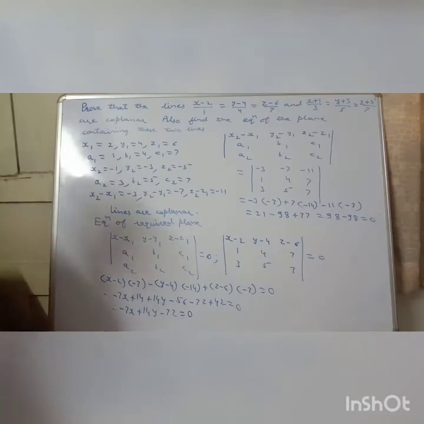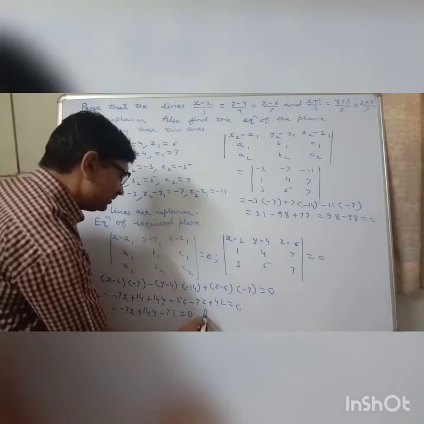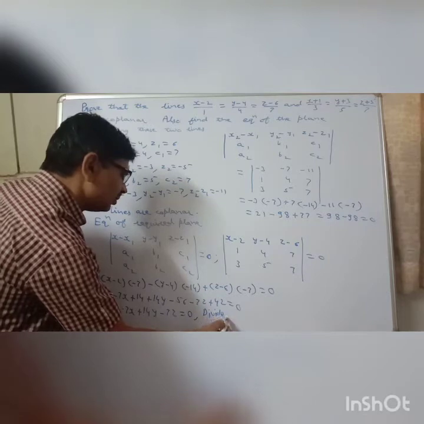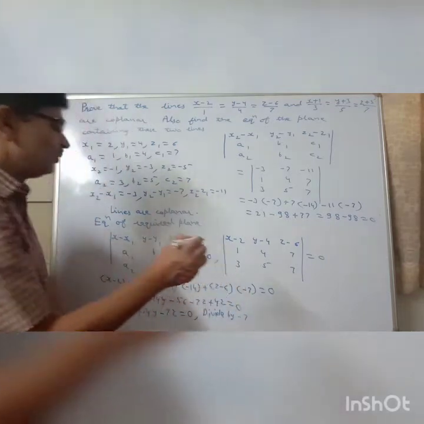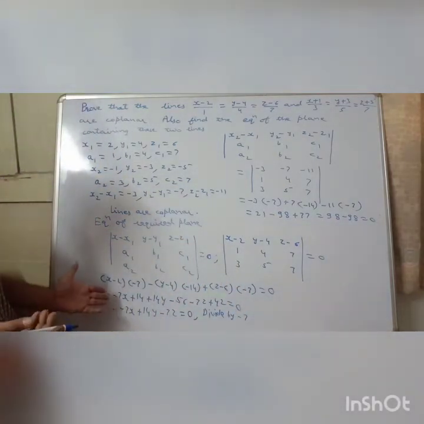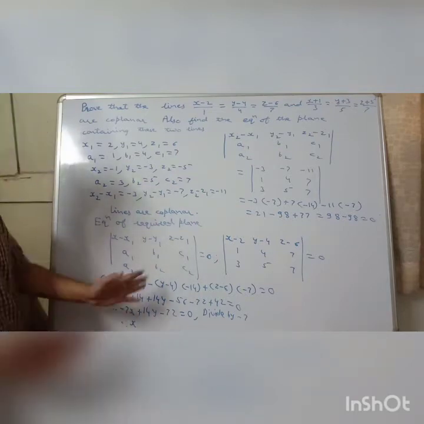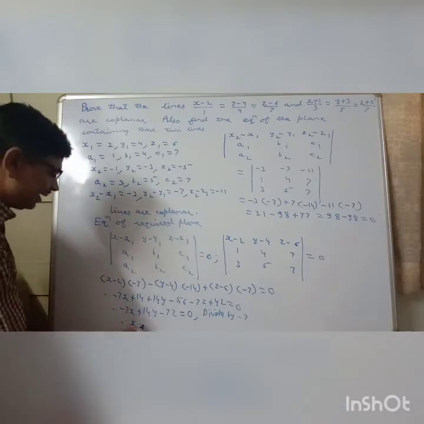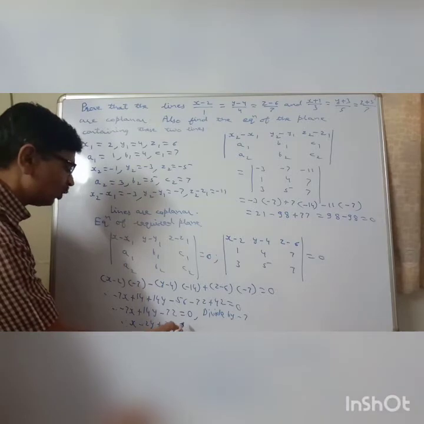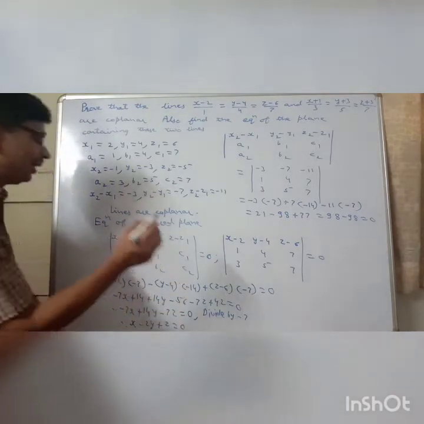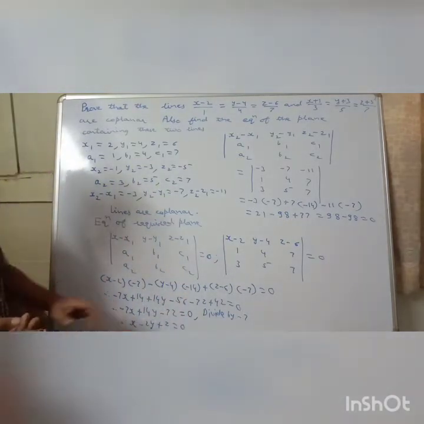For convenience, we may divide by 7 or minus 7. If we divide by minus 7, then the coefficient of x will become positive. The sign of each term will change. x minus 2y plus z equals 0 by minus 7. 0 upon any non-zero real number is 0.